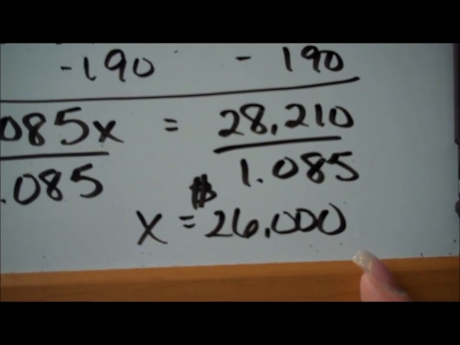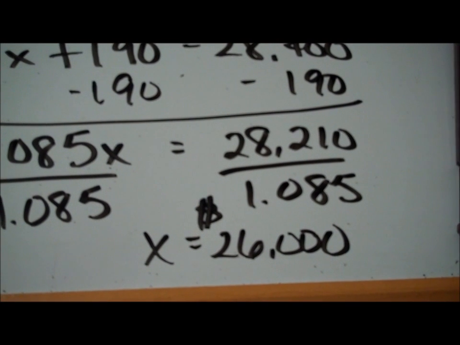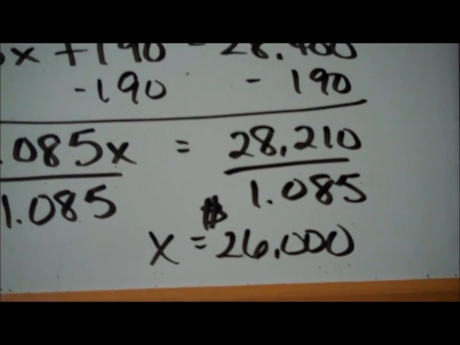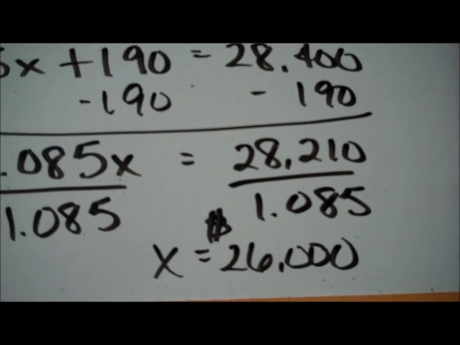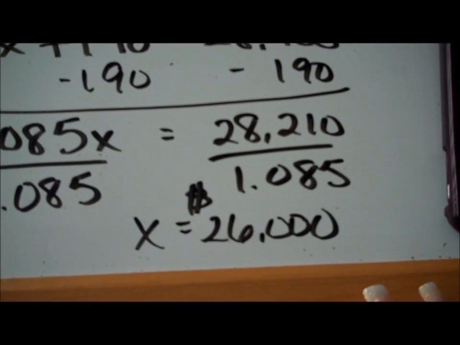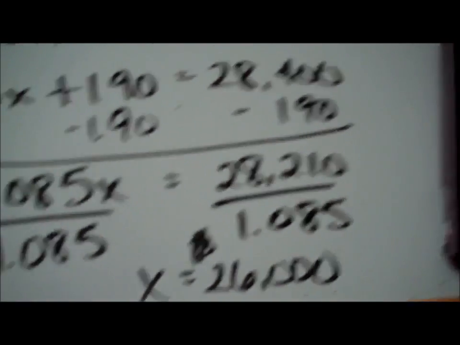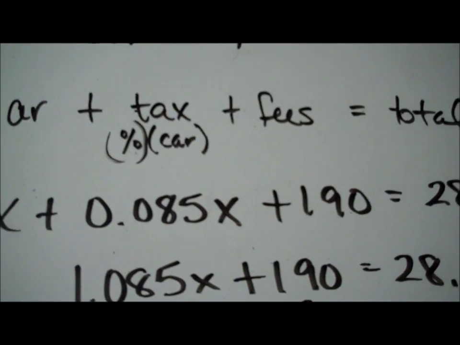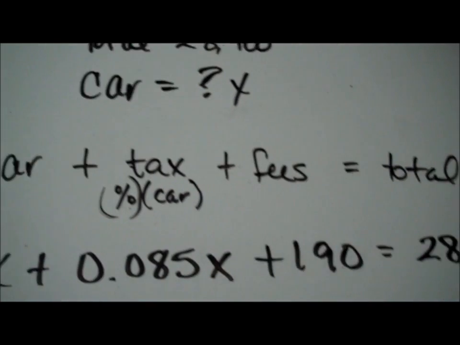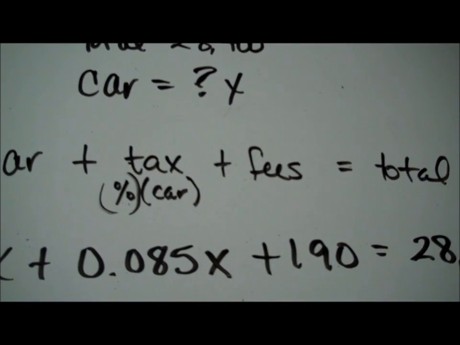Make sure that you label your answer. This is a money question, so therefore our answer has to be written with a dollar symbol. We go back and we reread our question, and it asks for how much was the car. So, that's it. Okay? One thing I did not mention, I forgot, it says that the fee was non-taxable, so that's why there's no tax on the fees. That's why we didn't multiply that by the percent.